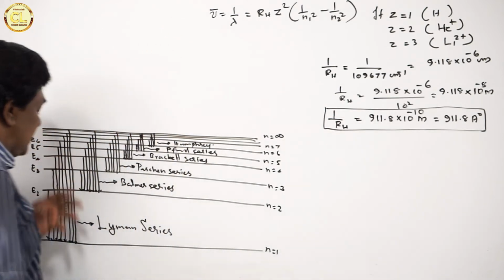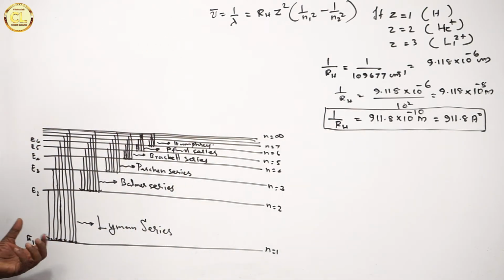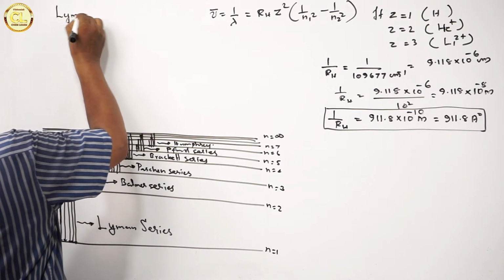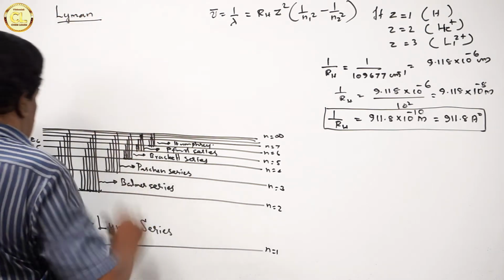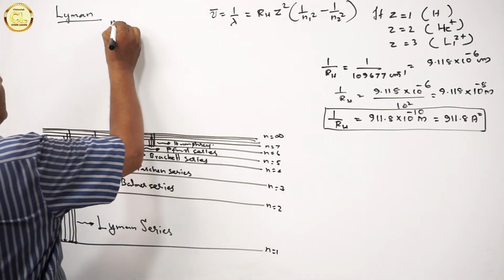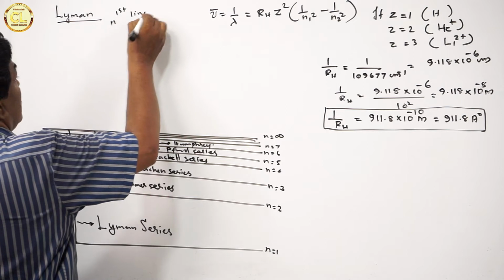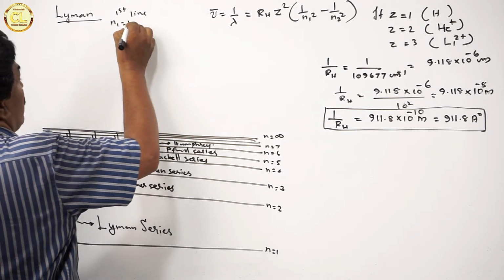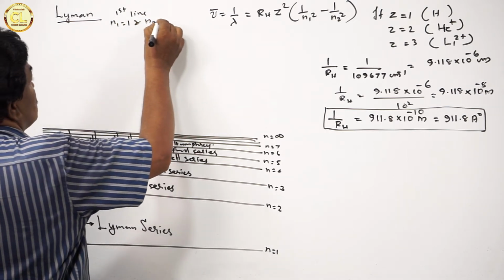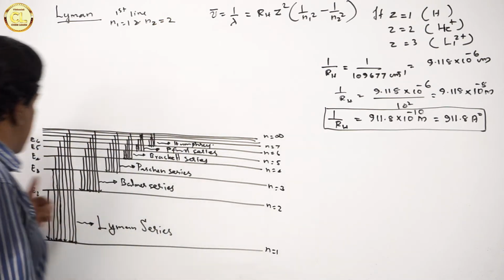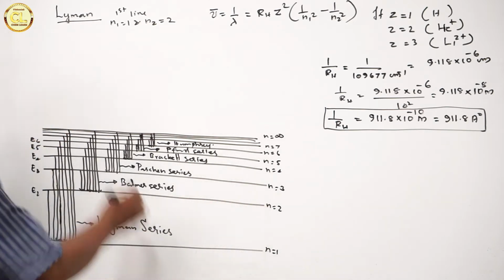Now let us check the wavelength of various lines in a given series of hydrogen spectrum. Let us check the Lyman series. For the Lyman series, for the first line, N1 is equal to 1 and N2 is equal to 2.